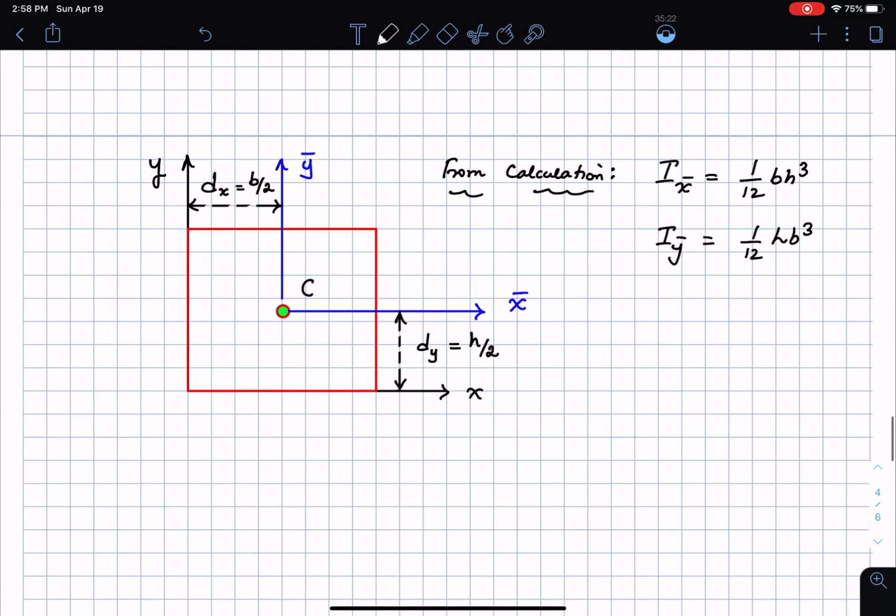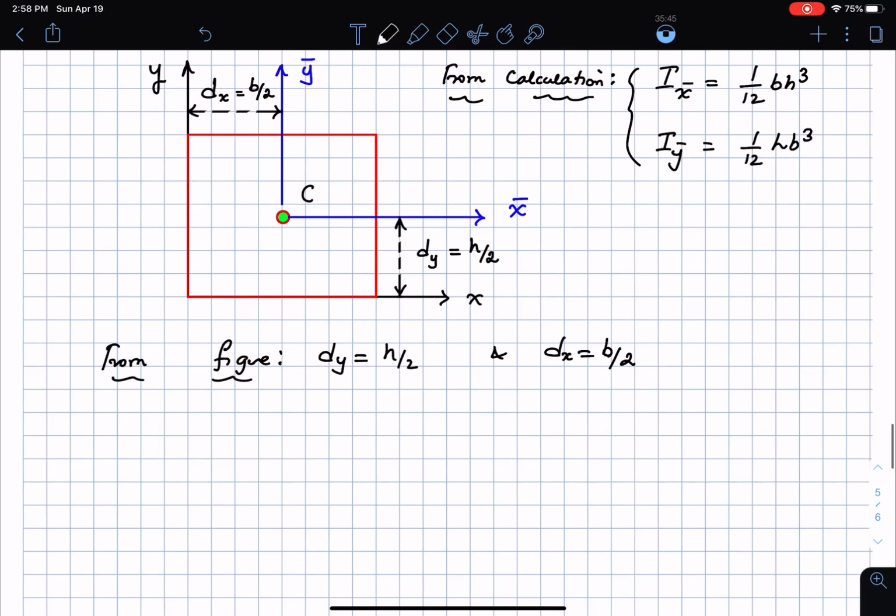Then we also see that, from the figure, d suffix y is h by 2 and d suffix x is b by 2. D suffix y is the distance between x and x bar. This is the distance between y and y bar. And then we apply the parallel axis theorem.